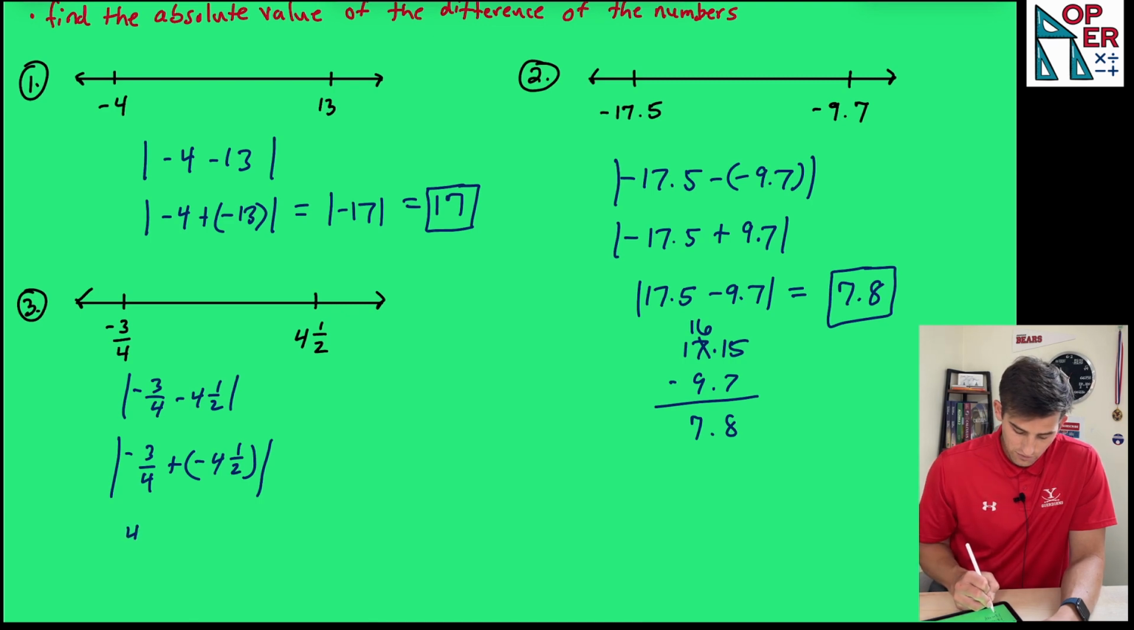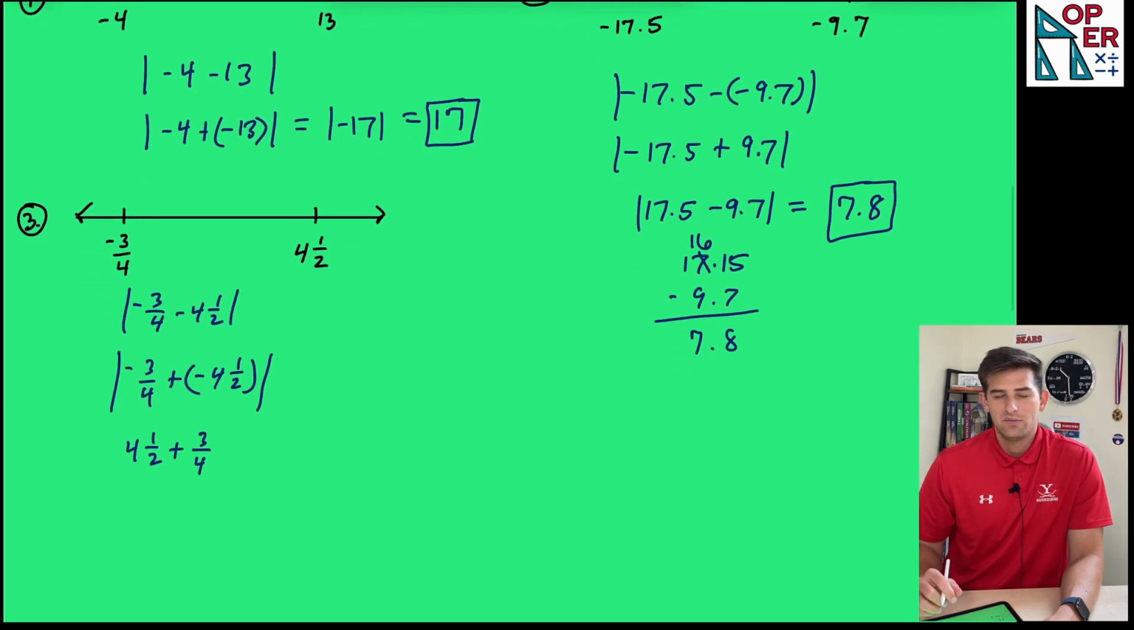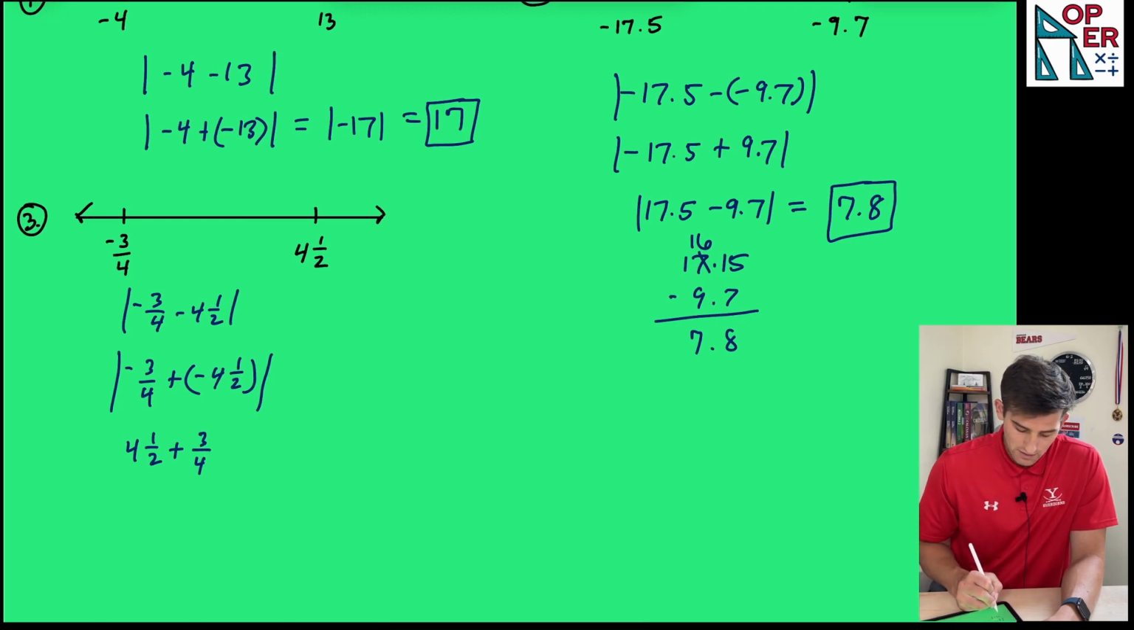So let's do 4.5 plus 3/4. Well, if we think about 4.5, we could make this a little bit easier on us by writing this with a denominator of 4. So 1/2 would be like 2/4. So we could do 4 2/4 plus 3/4. And we know that would give us 4 5/4.